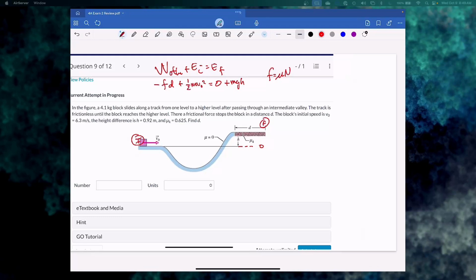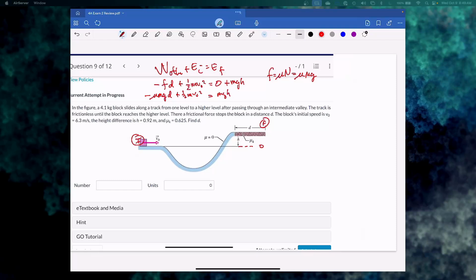Okay, so that's what friction is, and I worked really hard to not do the pun. What's the normal force? I didn't say it. What's the normal force? mg cosine theta, but the theta here is 0 degrees, isn't it? So just mg. All right, so minus mu mgd plus 1/2 mv naught squared equals mgh.